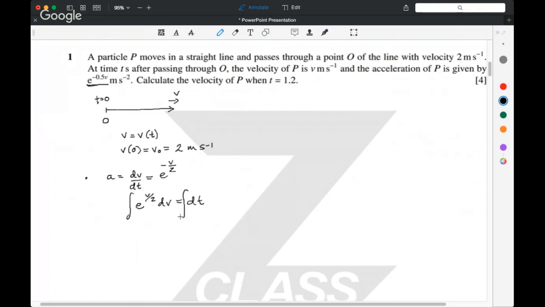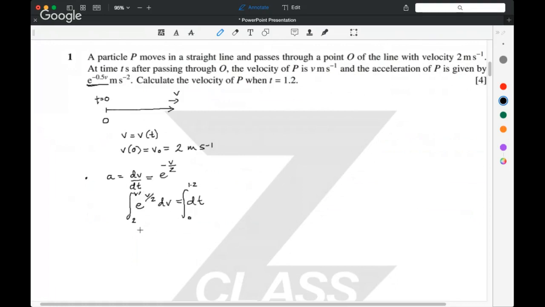So what are our limits? So we want to know the velocity at time t is equal to 1.2, and we already have the information about the lower limit, which is t equals 0. So we're integrating the time from 0 to 1.2. And we know that the velocity at time 0 was 2, and we're looking for some v here, some v prime.